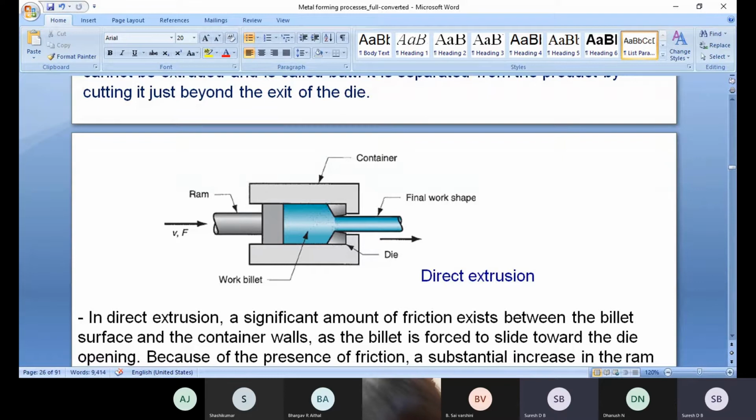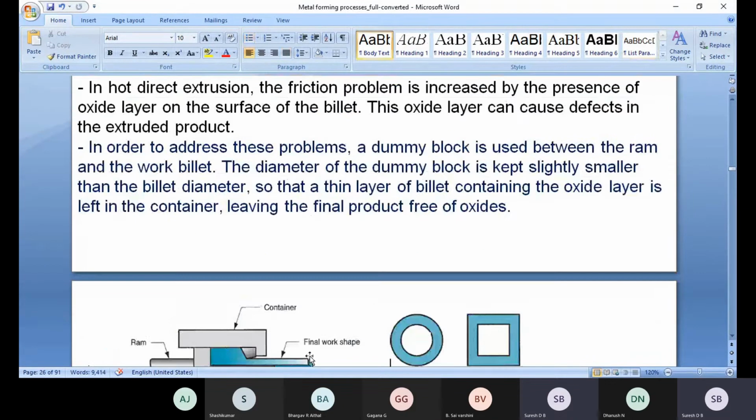Due to external force or load, the material moves in the rightward direction. Friction is created between the material and the container, so maximum force or load is required to push the material. Due to the external load, the material is compressed, its diameter is reduced, and it comes out between the two die walls. That is direct extrusion: the material is deformed and produced in the loading direction only.